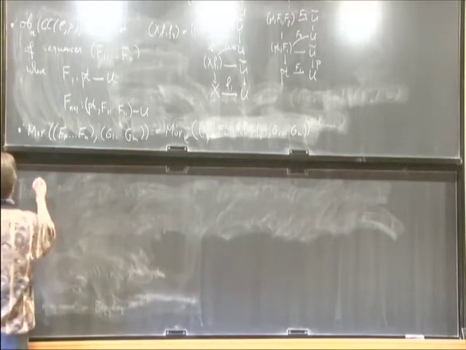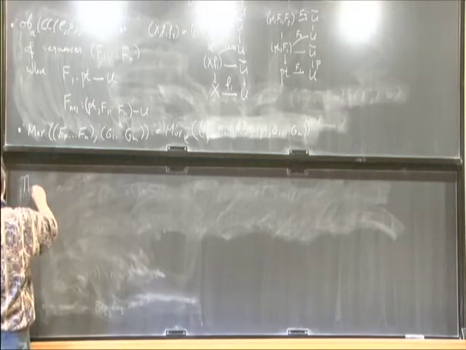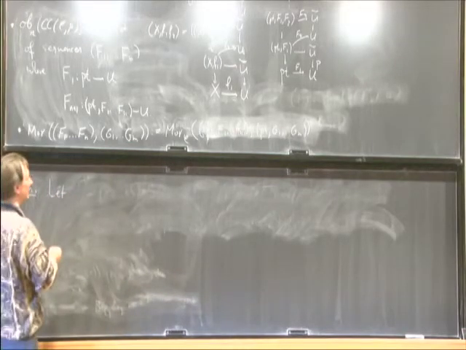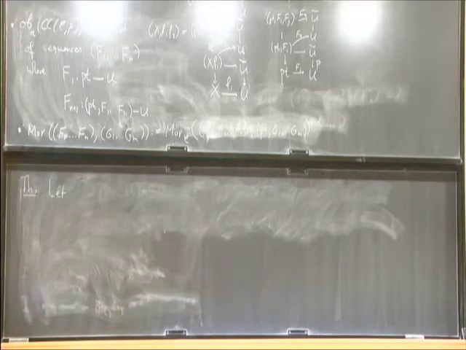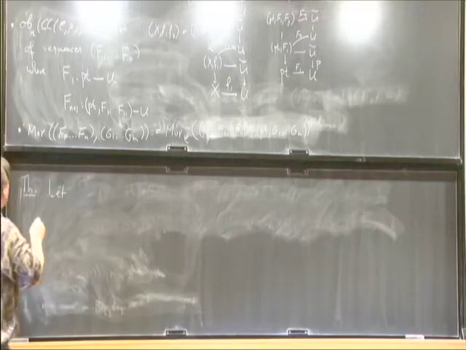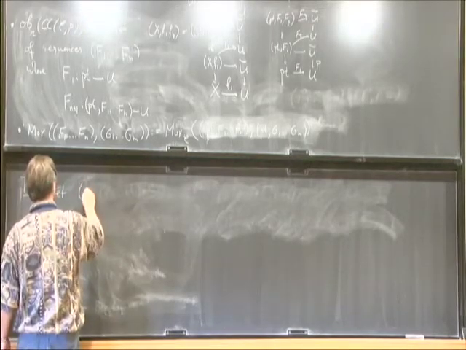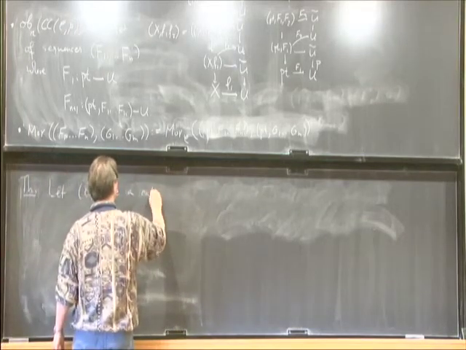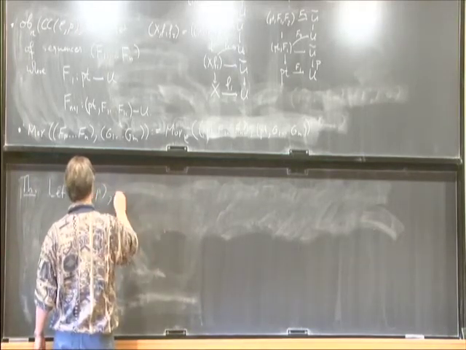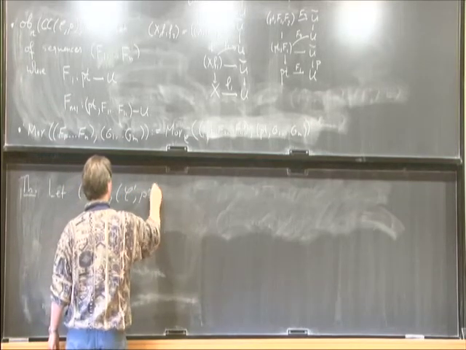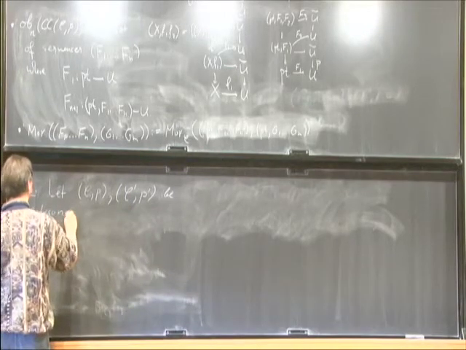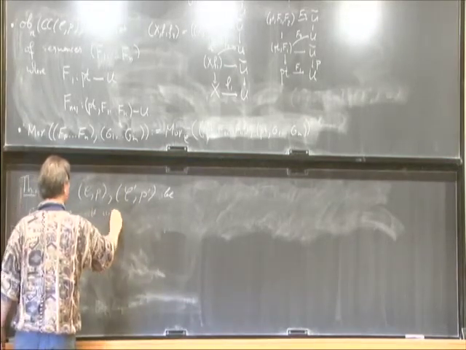And maybe I even want to formulate a lemma or a theorem here, which I want to formulate carefully. So let CP and C prime P prime be two categories with universes.